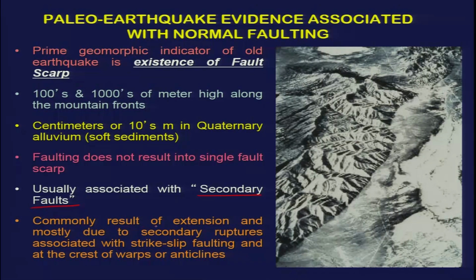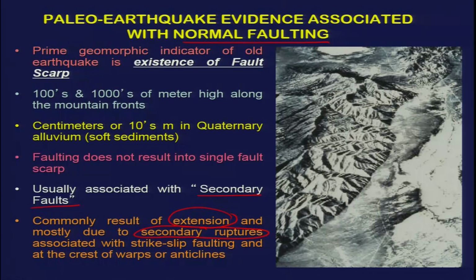So they are commonly the result of extension and mostly due to secondary rupture. Normal faults, usually you will find that they are the result of extension, or because of the secondary rupture associated with strike slip faulting and at the crest of the warp of the anticline, which I was showing with this sketch.